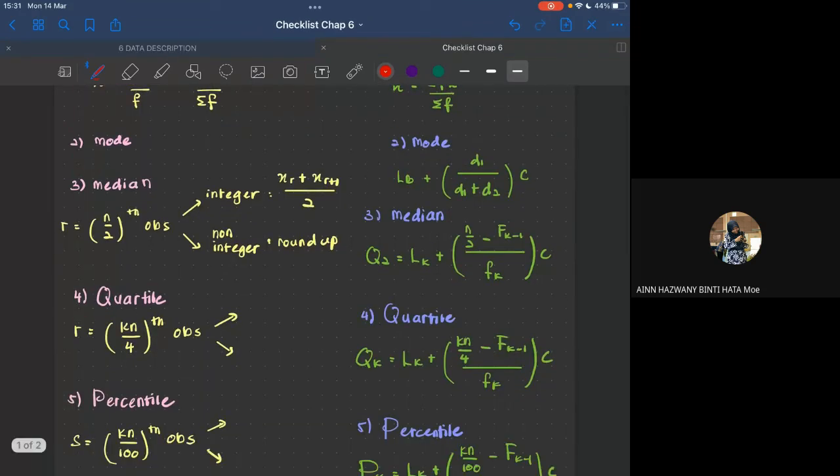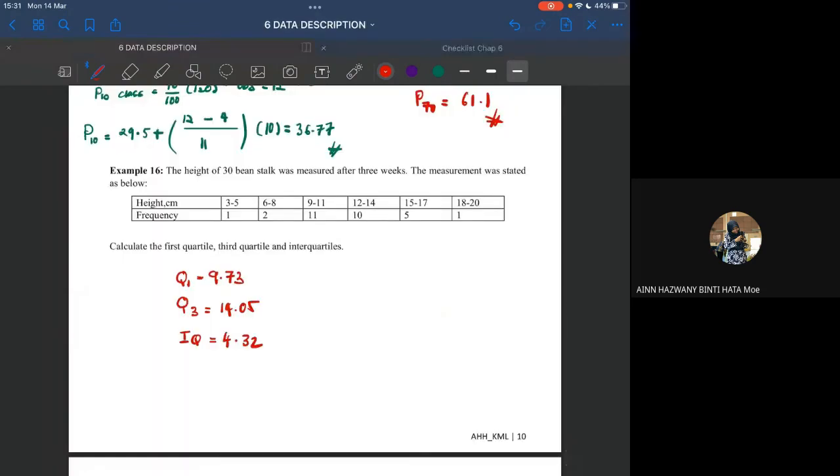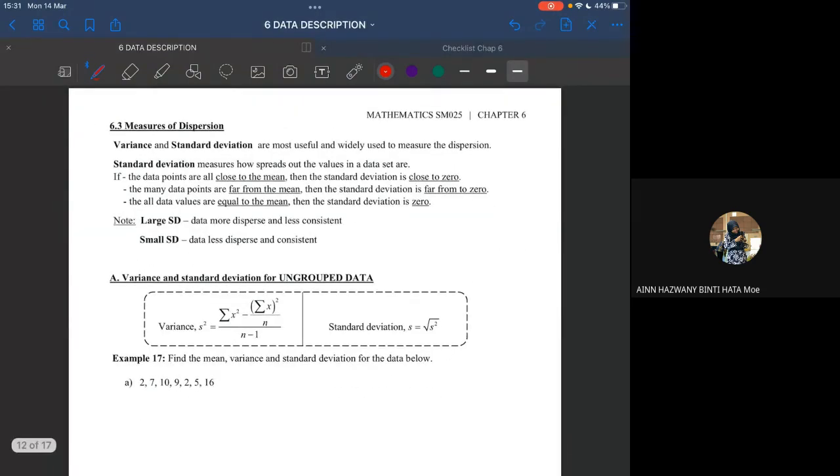Alright. So, standard deviation and variance. Ataupun sebenarnya tajuk besar dia ialah measures of dispersion lah. Okay. Apa tu standard deviation? Kita nak standard deviation tu sebenarnya dia nak determine how spread out the values in the data set. Okay. So itu function standard deviation kita.